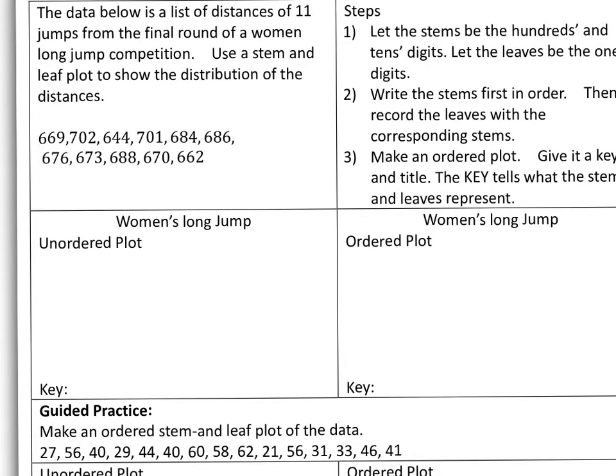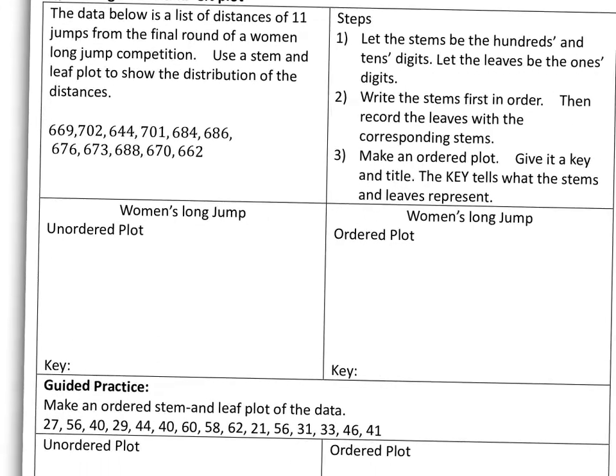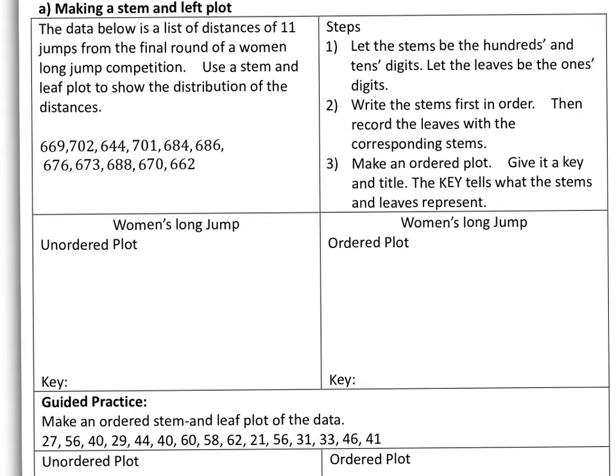Making a stem leaf plot. The data below is a list of distances of 11 jumps from the final round of women's long jump competition. Use a stem and leaf plot to show the distribution of the distances. Steps: let the stems be the hundreds and tens digits, and let the leaves be the ones digits. I'm not going to worry about the order yet.